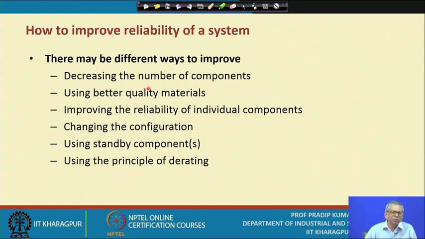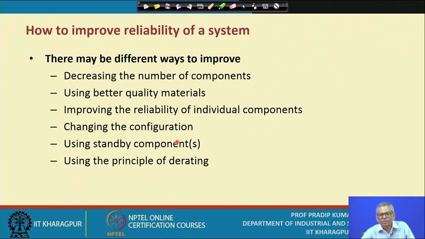And normally, whenever we talk about reliability improvement, we say that we must believe in the concept of design for reliability. That means even at the design stage, you are already aware of what steps or activities you need to carry out during the product development stage. So using better quality materials improves the reliability of the individual components. Is it okay?